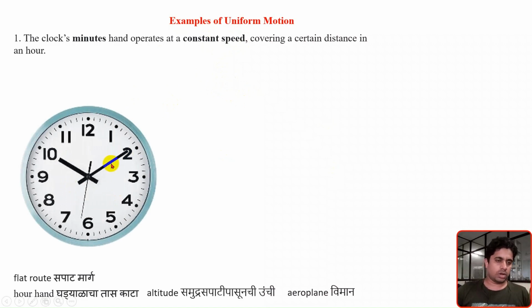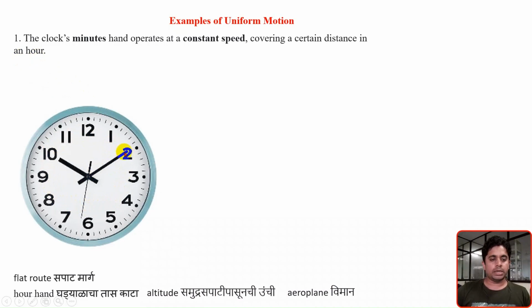If I consider this clock at home on the wall, this minute hand, to complete a duration of 1 hour, it will rotate with some constant speed. This minute hand is rotating with a constant speed to complete 1 hour.